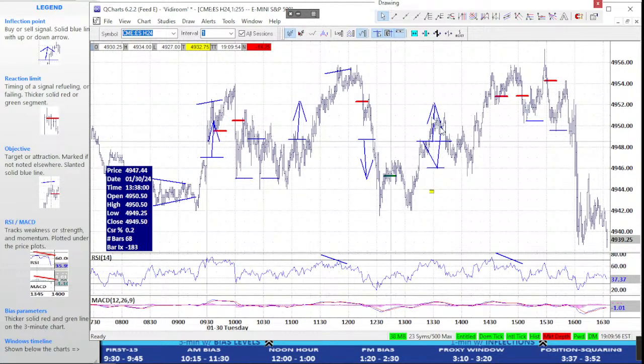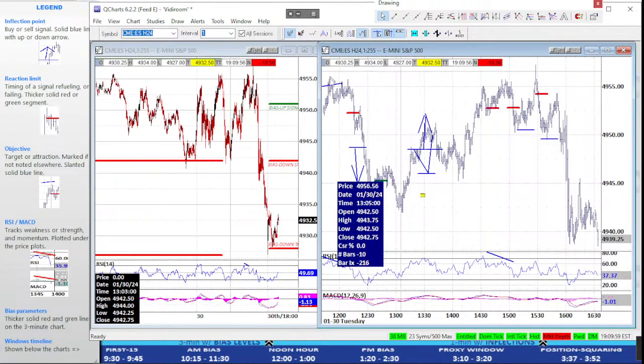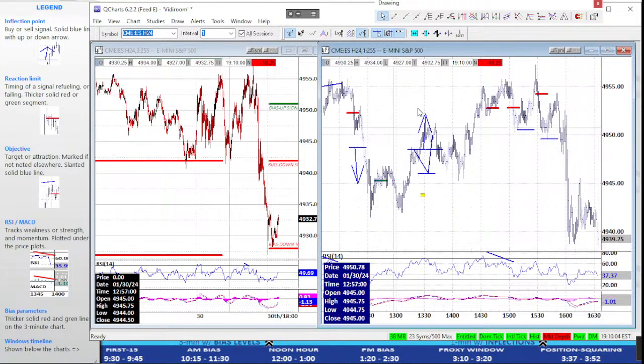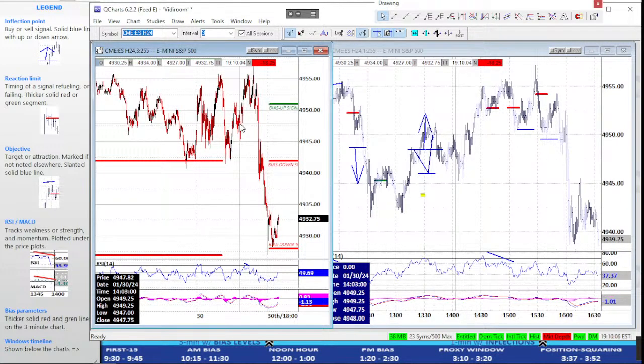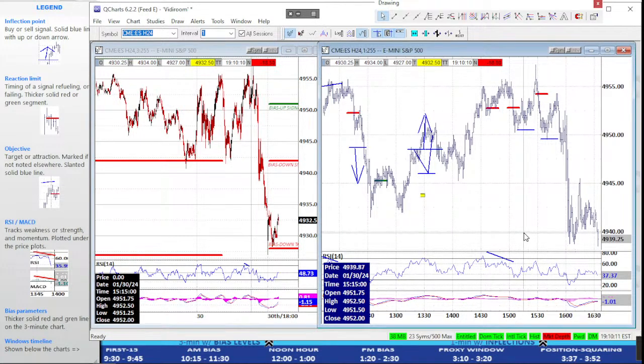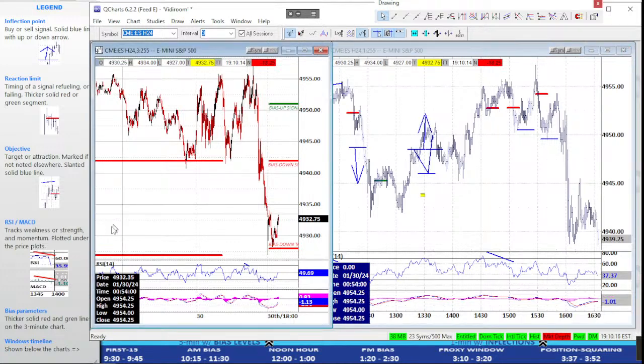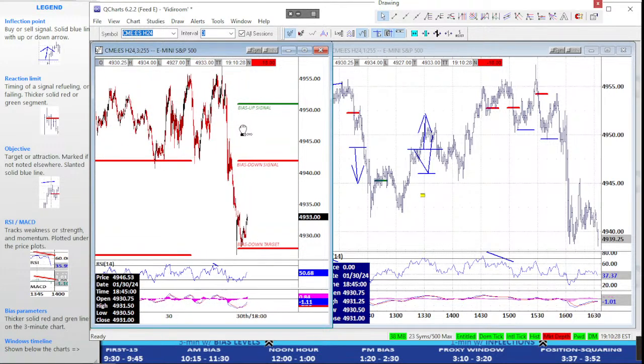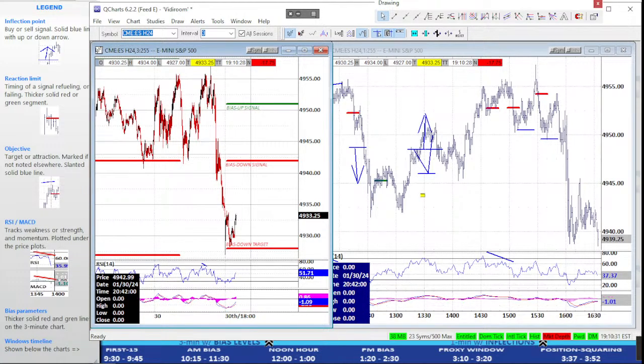Bias parameters. Now this is the 1 minute chart. By the way, when you see this chart, this is how the charts are portrayed: the 1 minute on the right and the 3 minute on the left. They're the same vehicle. They're both the ES, the S&P E-mini. And on the 3 minute, I mark the bias parameters. The thicker solid red and green lines are on the 3 minute chart. So I'm using the legend down here, lower left. These are the bias parameters.